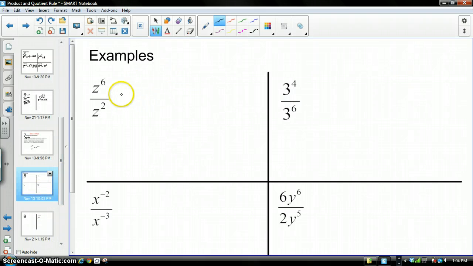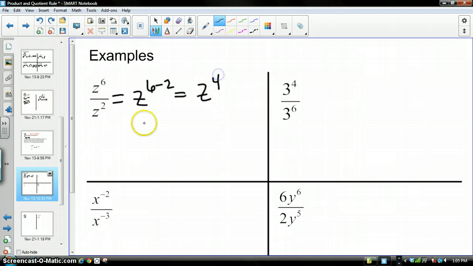So here we have z to the 6 over z to the second. So we get z to the 6 minus 2, which equals z to the 4th. You can also look at this as z times z times z times z times z times z all over z times z. You see that these cancel out and you're left with 4 z's here. So this equals z to the 4th.